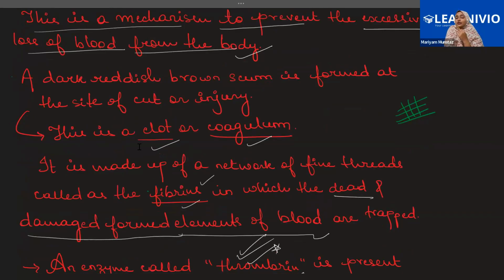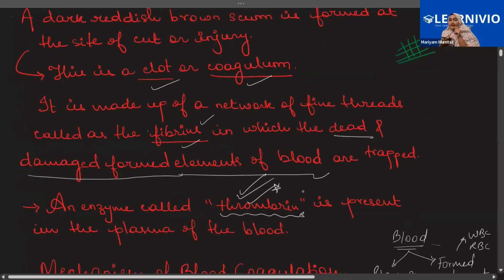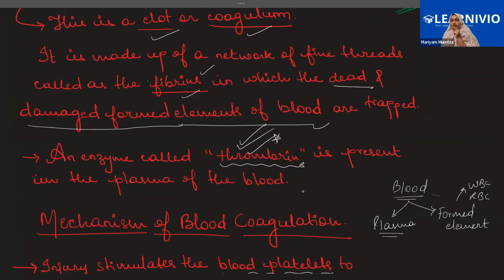That clot or coagulum is made up of a network of fine threads called fibrils. These are proteinaceous structures that form a net, so that whatever is the damaged area or damaged blood cell gets caught in that net-like fibril network. And for the blood clotting, the enzyme thrombin is present in the plasma of the blood.